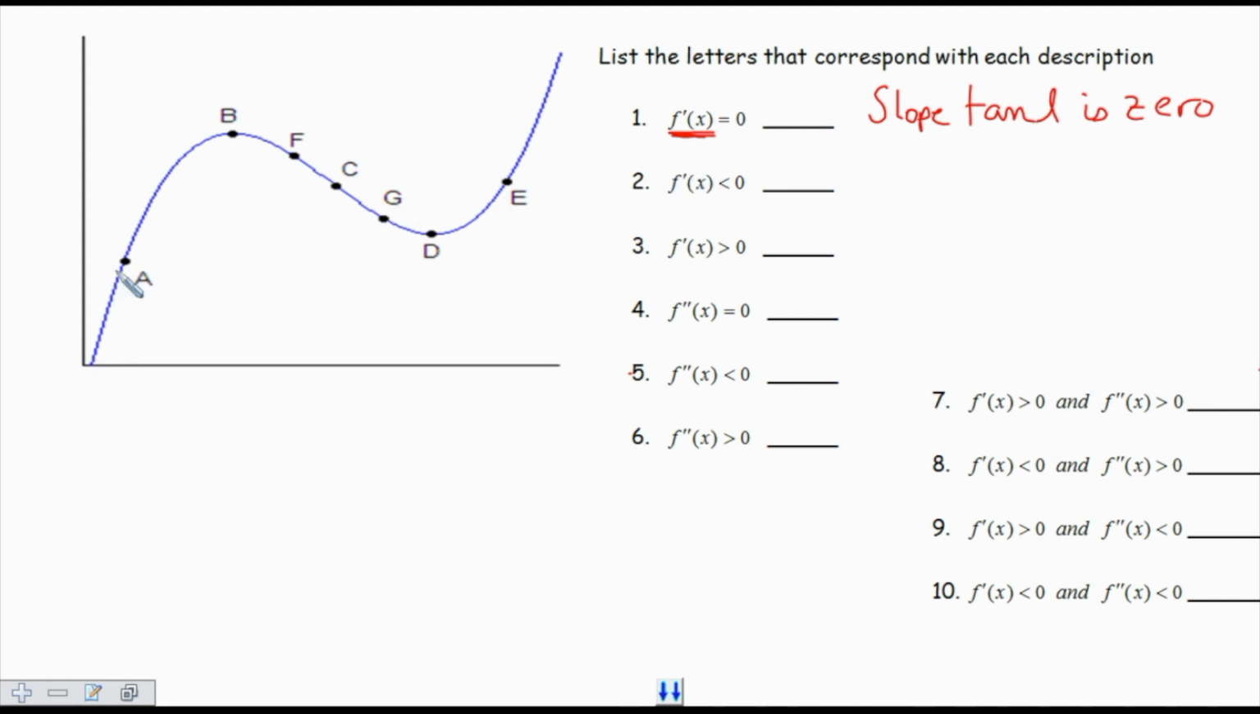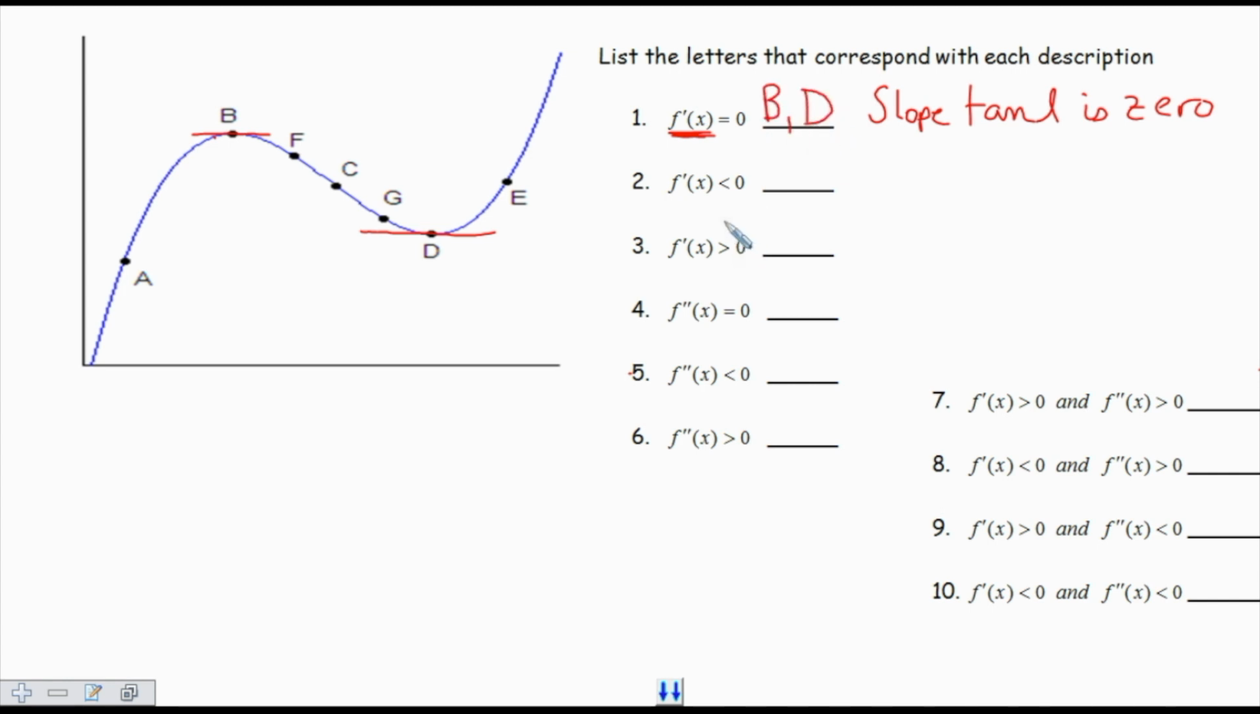So I'm thinking tangent line, oh, it's right there at the top. There it is. There's one. And there's another one. So there's actually 2 places where the slope is 0. See, I told you I love this little slope. I use it all the time. So I'm going to write B and D.